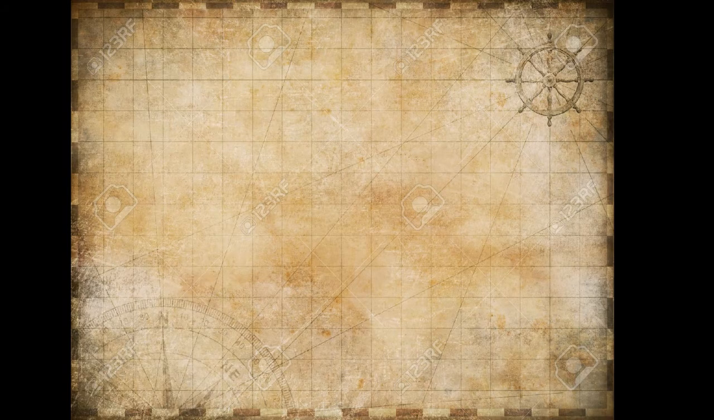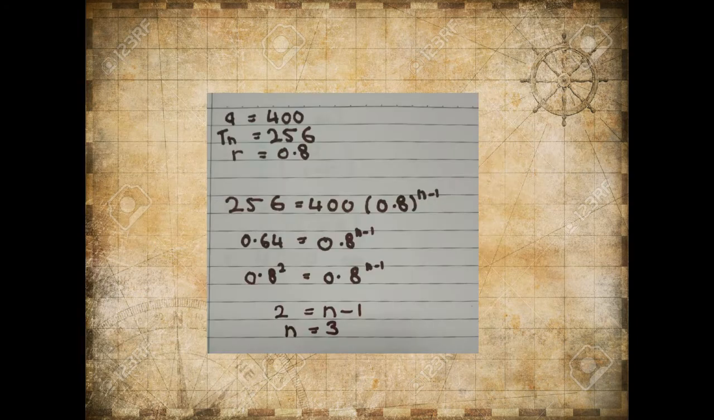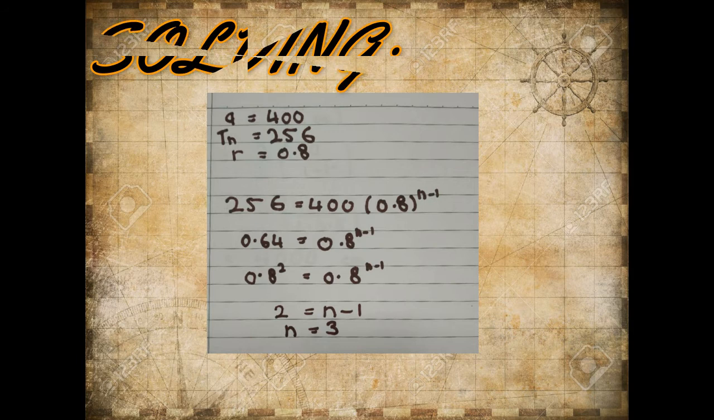Now, let's move on to the second question. How many times does the ball hit the surface when it reaches 256 centimeters? For the second question, we need to find how many times the ball bounces, which is the number of terms, when it reaches 256 centimeters. I would say this type of question would be an inverse question, which is where you have been given the answer.